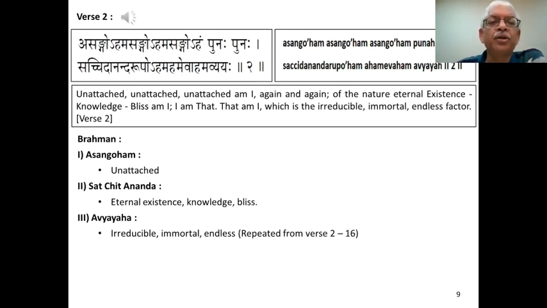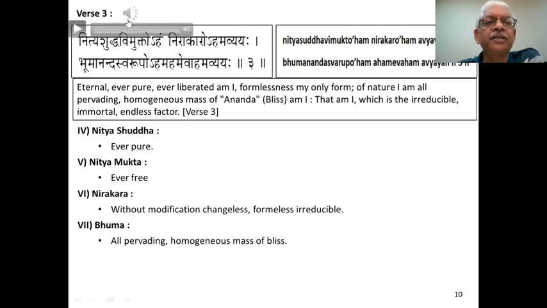So, verse number 2, very important verse. Keep in mind, asangoham, one word. Asangoham is the nature of Atma. Asangoham means unattached. We'll go to the third verse.